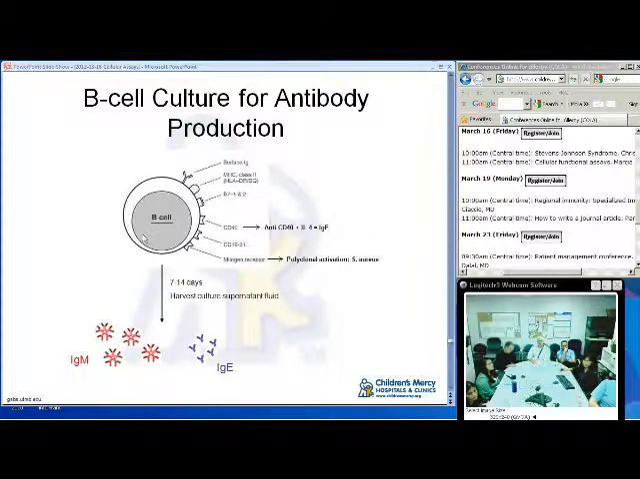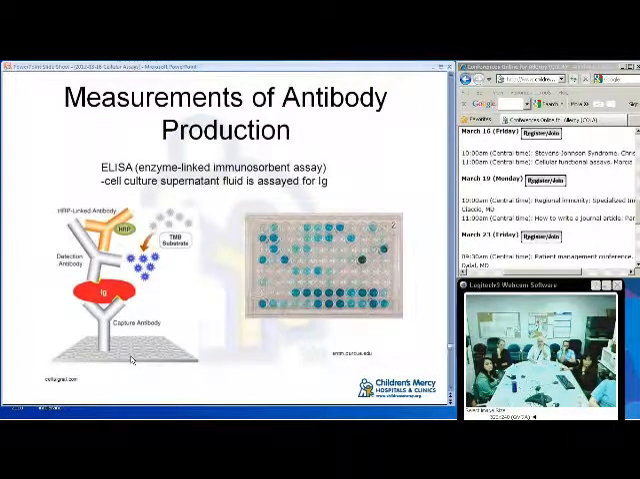So we would culture the cells for 7 to 14 days after we stimulated them, and then we would harvest the culture supernatant fluid, and look for the specific antibody that we wanted. So if we had stimulated them with antibody to CD40, then we would look for IgE, or if we were looking for polyclonal, then we'd probably look for IgM. And the way we would do that is through an ELISA assay, this enzyme-linked immunosorbent assay.